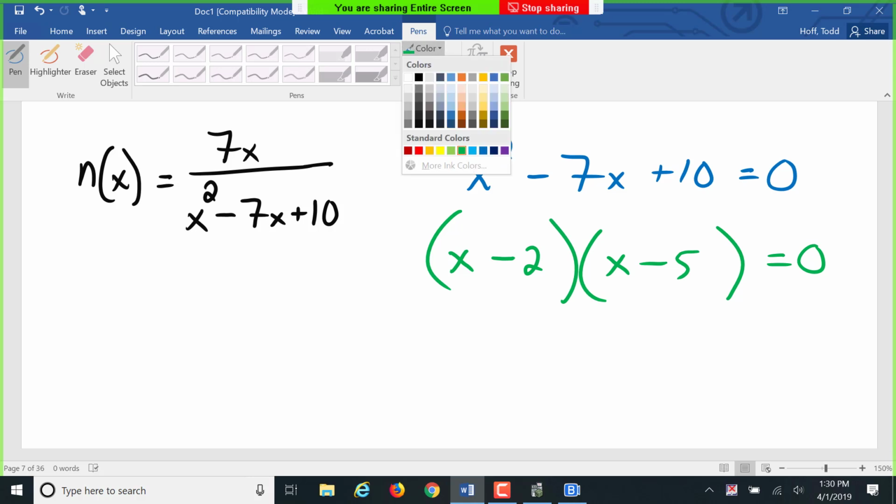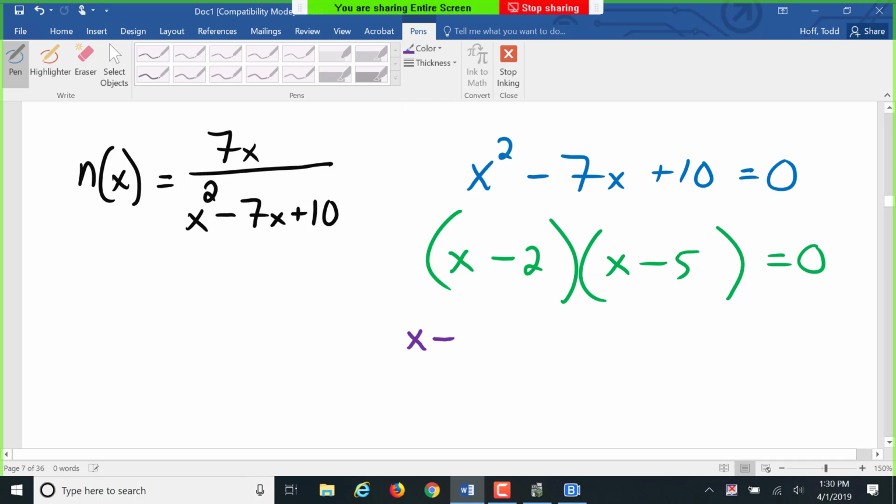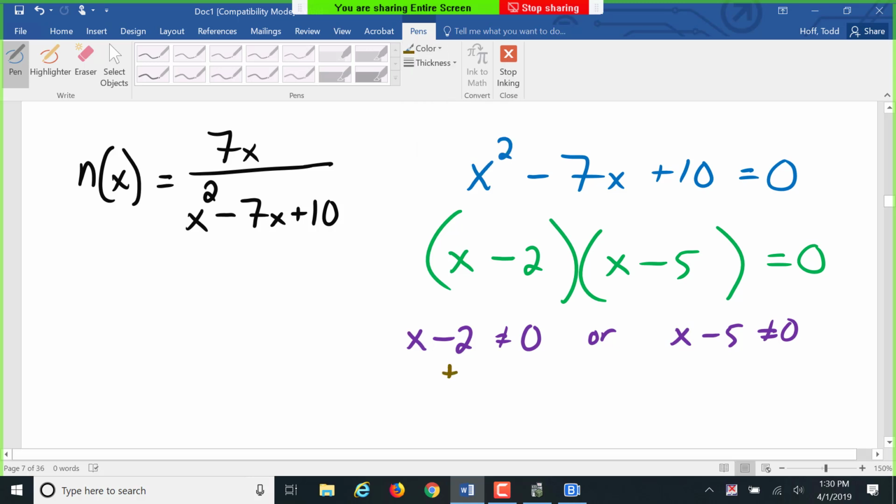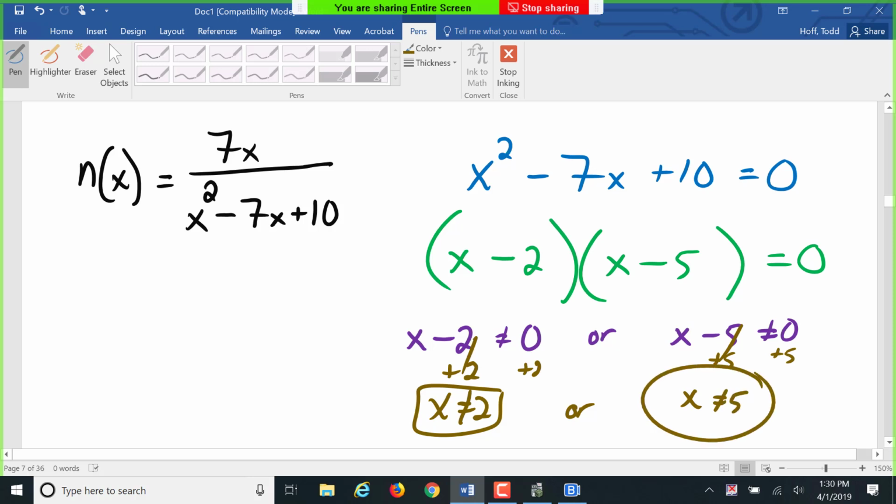x minus 2 and x minus 5. So that gives us two equations. x minus 2 cannot be 0, or x minus 5 cannot be 0. And so we'll simply solve those by adding 2 here to get x equals 2. In other words, x cannot equal 2 here. Or adding 5 over here to get x cannot equal 5. So now the trick is putting that in interval notation.